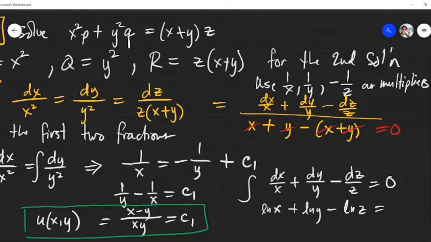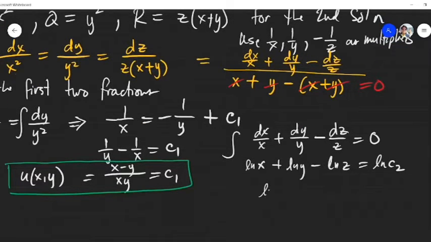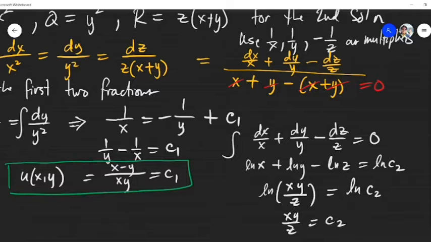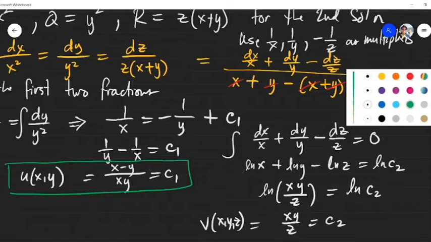And just like for the first example, let's say ln of c sub 2, because we are going to solve for the second solution. And therefore, this is just equal to ln of the combination of x times y. And since we have minus ln of z, we are going to divide it by z. And this is equal to ln of c sub 2. So therefore, xy over z is equal to c sub 2. And this is our v of x, y, z. So this is our second solution.